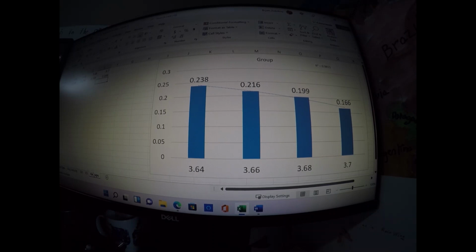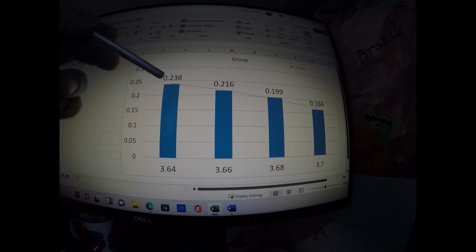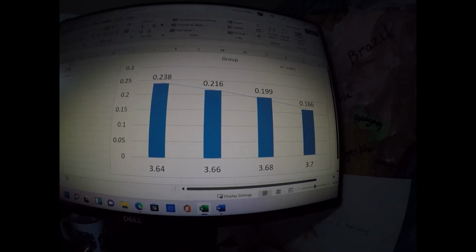With the 450s, there were some inconsistencies in the group sizes. In fact, one of them was in the fours. I think two or three were in the threes, and a few in the twos, but here it was all twos, low twos, and below. And interestingly, there's a linear correlation with the group size where the heavier the weight, the smaller the group. So with 3.64, we had a 2.38 group. 3.66 was 2.16. 3.68 was 0.199. 3.7 was 0.166.